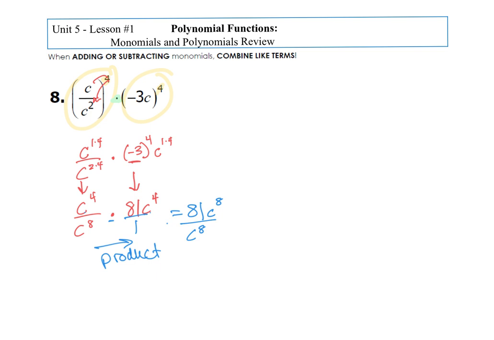Anytime, it doesn't matter really what it is, we have something like this, anything divided by its own self, which is what this is, it cancels out to 1. So all of this just equals 81.